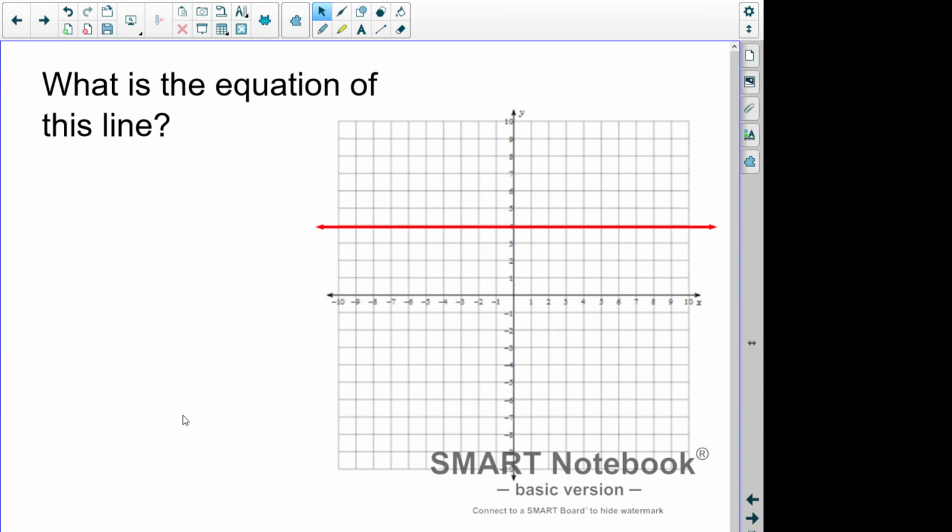Okay. So here we have a line. Now this line is a little different. This is a horizontal line. I can tell that it crosses the y-axis at 4, right? So I know that when x is 0, my y value is going to be 4. So I've got that b value as 4.